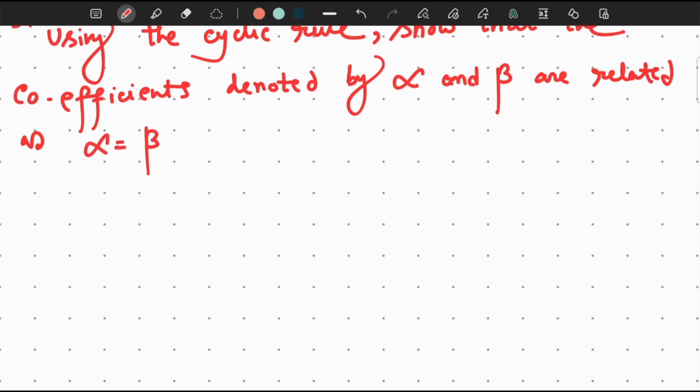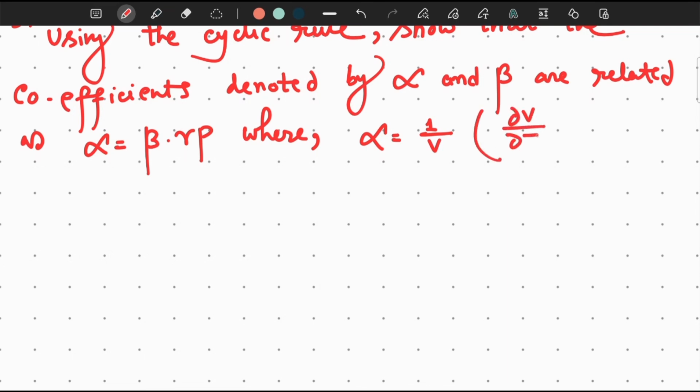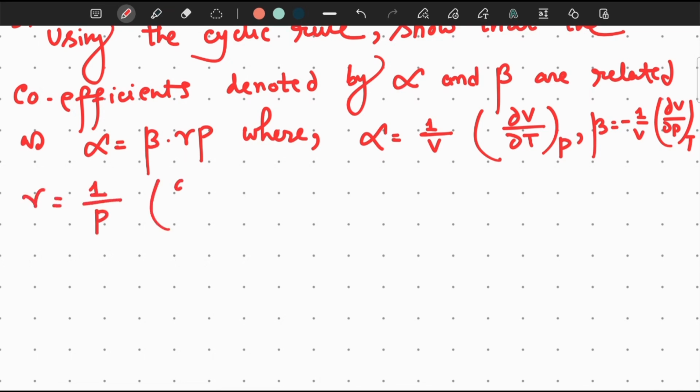alpha equals beta times gamma P, where alpha equals 1 by V del V del T at constant P, and beta equals minus 1 by V del V del P at constant T, and gamma equals 1 by P del P del T at constant V. Okay, so these are the three coefficients.